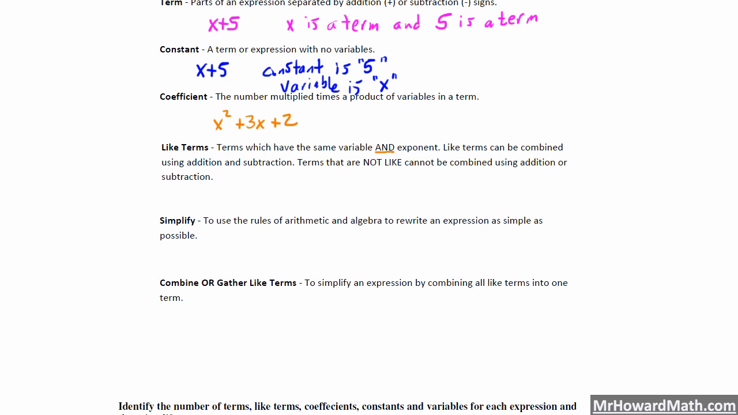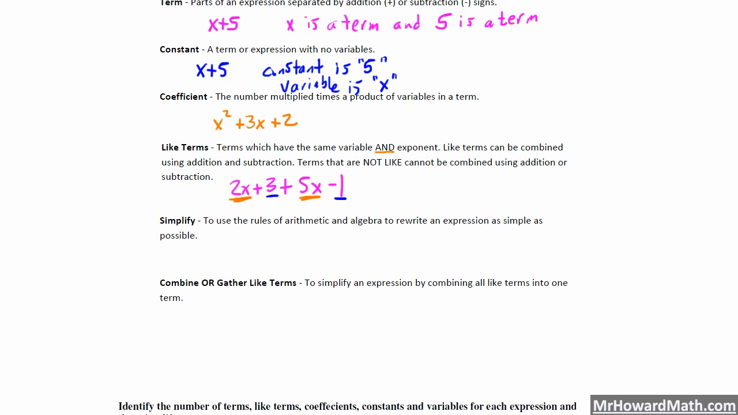Alright, so let's write an expression here. So let's make one up. 2x plus 3 plus 5x minus 1. Alright, so let's identify like terms. Terms which have the same variable and exponent. Okay, so we have 2x, that's a like term. And we have 5x, that's a like term. The other like terms here would be 3 and 1. They are both constants. And notice they do not have a variable and they do not have an exponent. So therefore we can combine those.